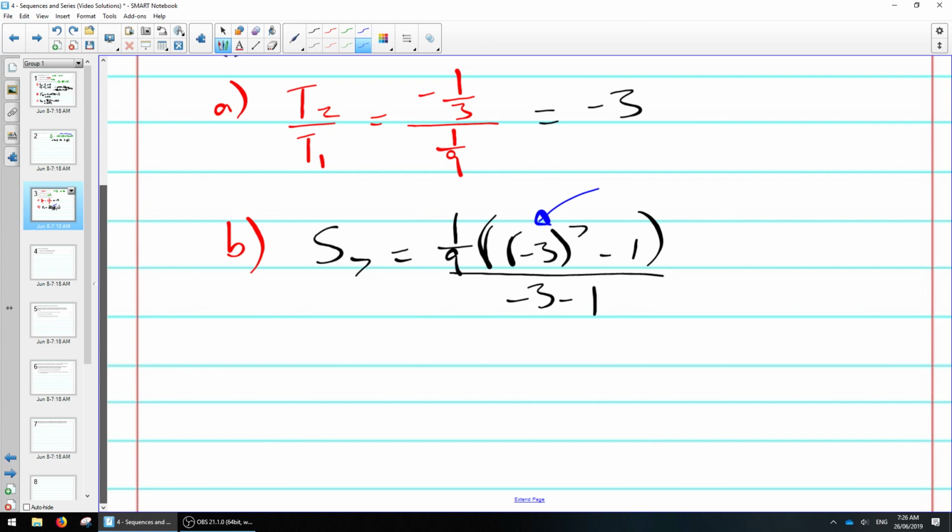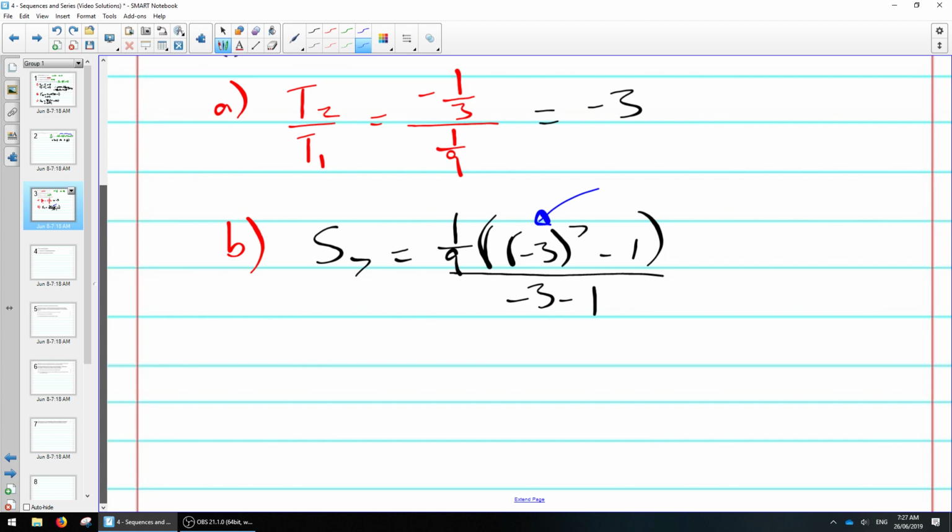But if it was an even power, say like it was to the power of 8, so we're trying to find S8, it should end up as a positive. But if you don't put in the brackets, it'll do 3 to the power of 8 and then put a negative in front of it. So that will be a mistake. So just make sure you keep that clear. Especially when R is negative, make sure you put it in brackets.